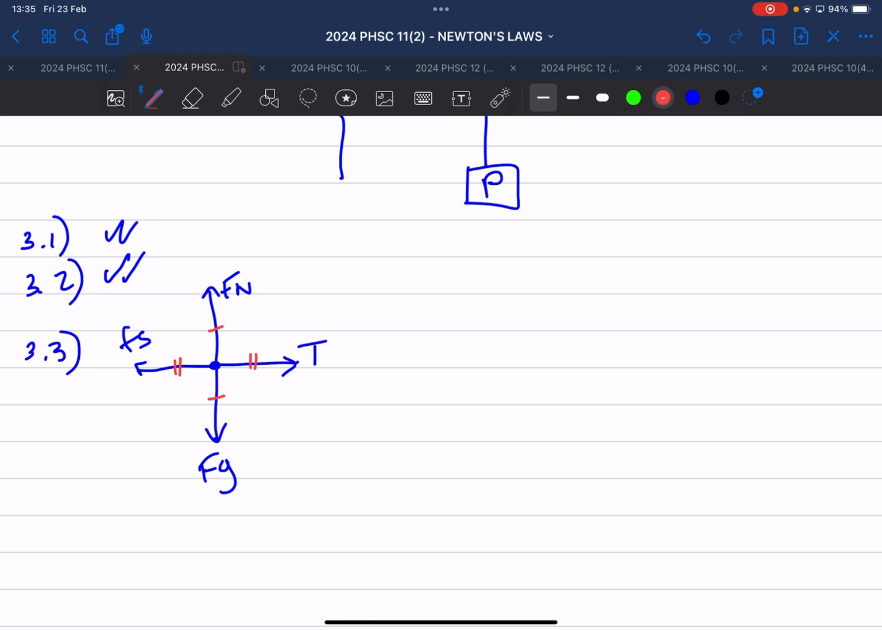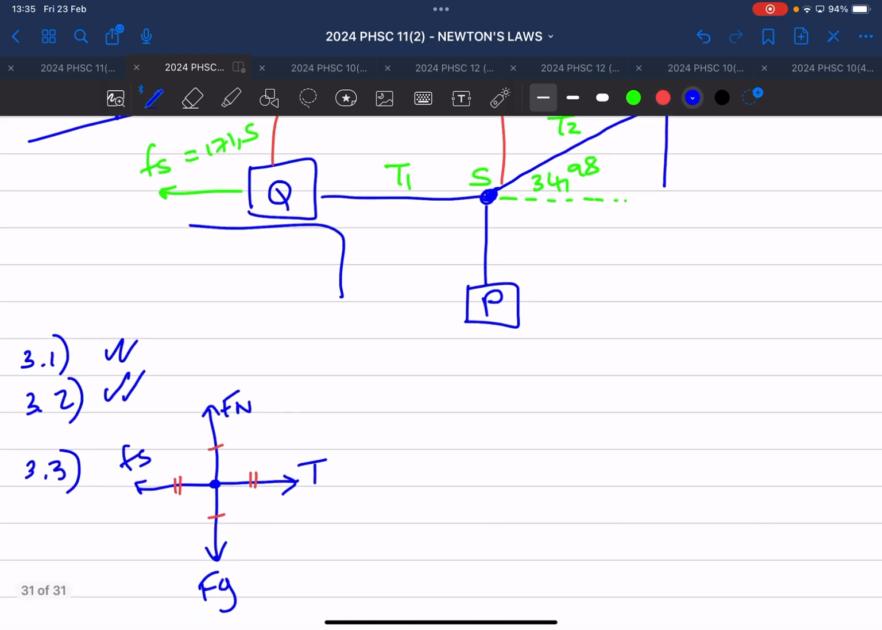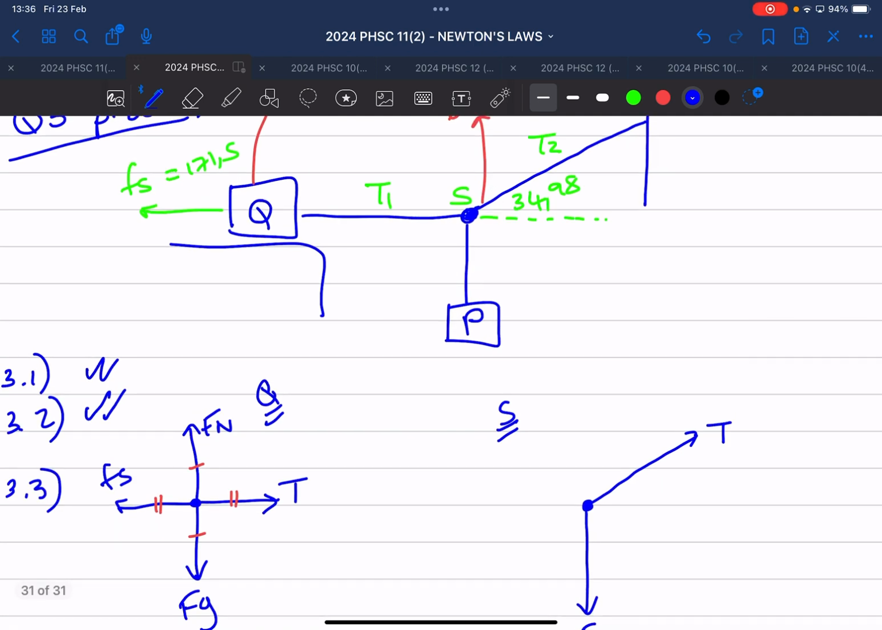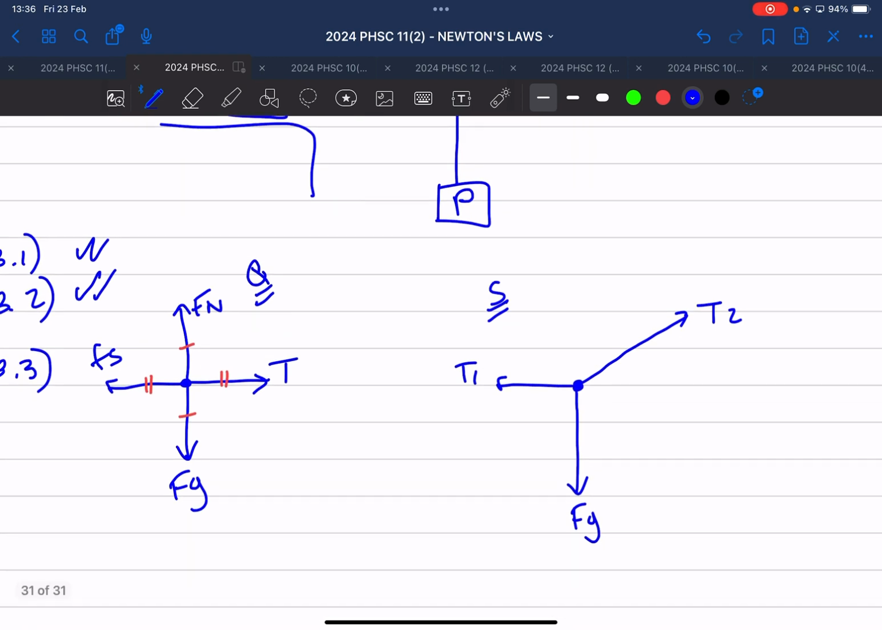Alright. Now they didn't ask it, but you are definitely going to do it. You are going to draw the diagrams for knot S. For the knot at S, you're going to have gravitational force towards the center of the earth, tension, I think we call it T2 there, and this one is T1. That gravitational force is for the gravity of P, the block P pulling it down.